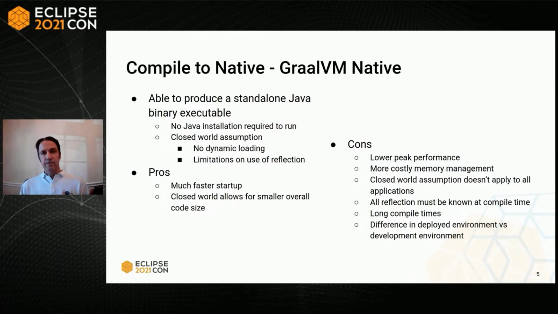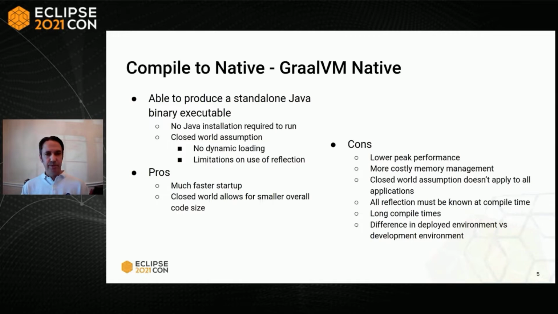And it uses this closed world assumption, where during compilation time, it discovers everything that it needs and compiles in all the code paths of your application into that executable. So there's no things available like dynamic loading of additional classes. And there's some limitations on how you use reflection. All that stuff has to be discovered ahead of time at compile so that we can compile in all those code paths to the executable.